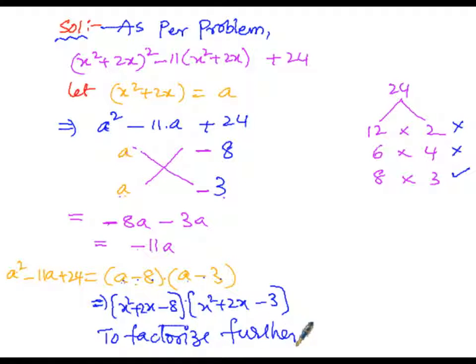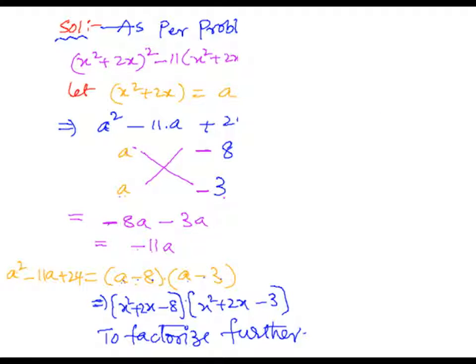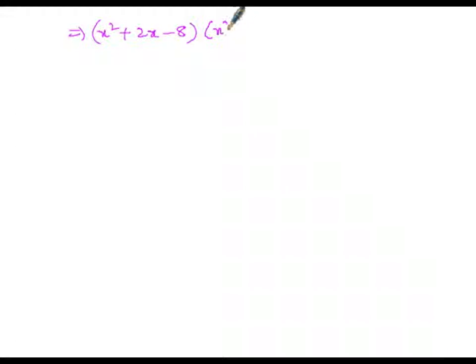Now let us write the next logical step. Here x square plus 2x minus 8 is the first factor, and the next one is x square plus 2x minus 3. I want to find the factors by the cross method, for the first polynomial and for the second one.